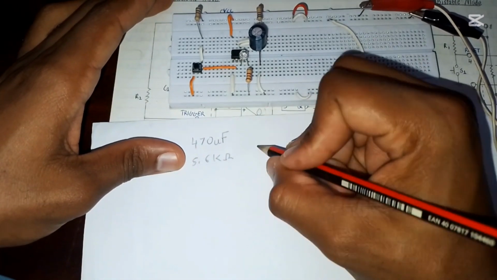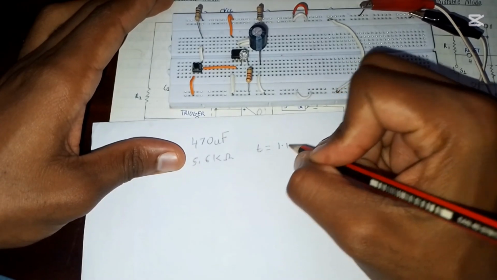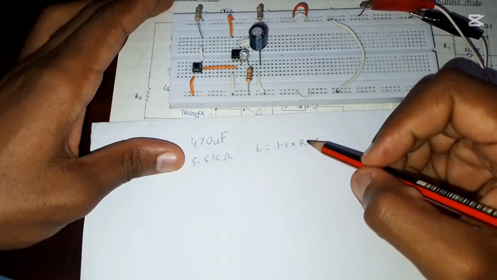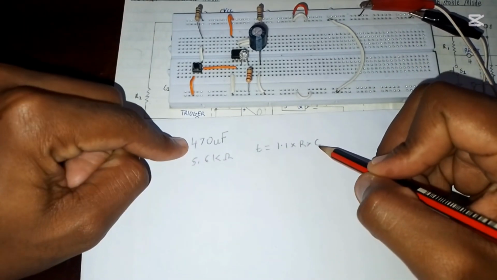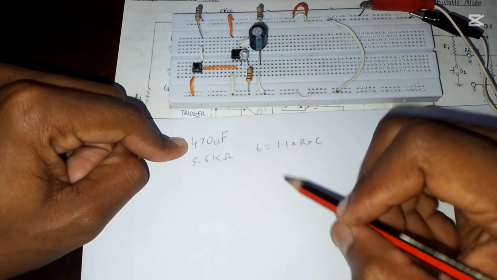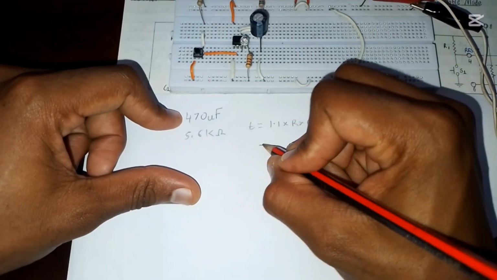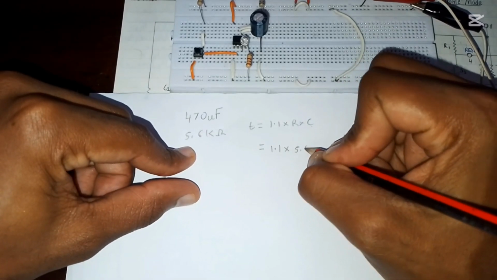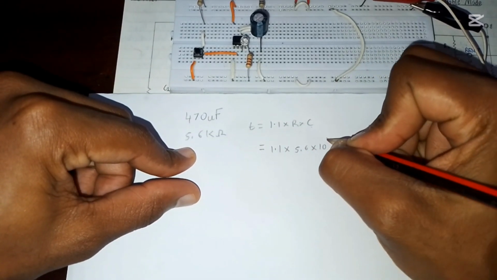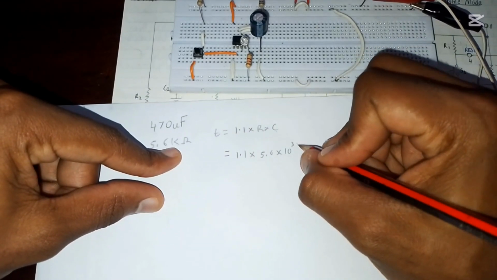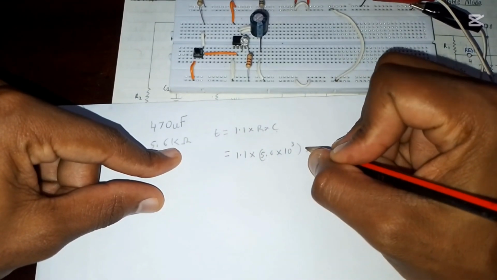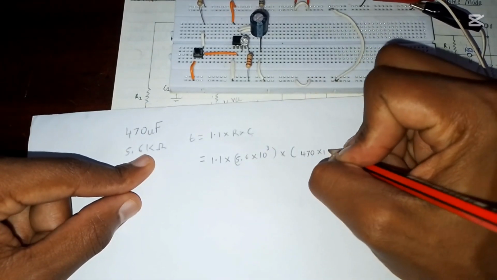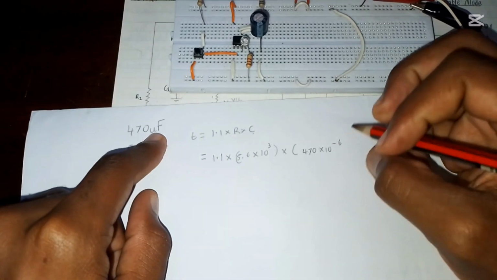We have a resistor right here, which is a 5.6 kilo ohm resistor. The formula for calculating the time is usually 1.1 multiplied by R multiplied by C. This R is the resistance, this C is the capacitance, and 1.1 is a constant of this formula. In our case, we have 1.1 multiplied by the resistance, which is 5.6 times 10 raised to power 3, because it's a kilo ohm. We can put this in a bracket, then multiply that by the capacitance, which is 470 times 10 raised to power negative 6, since it's a microfarad.